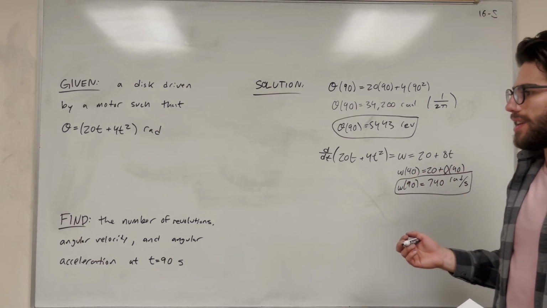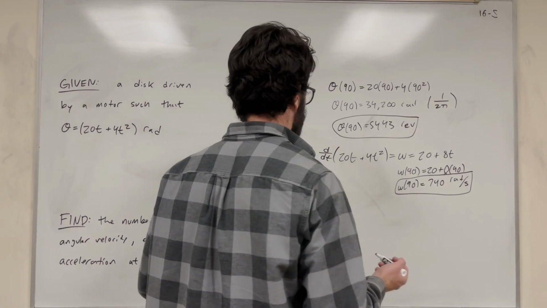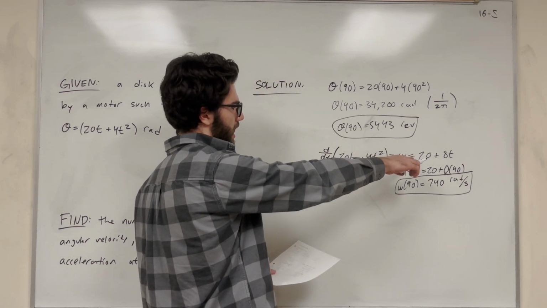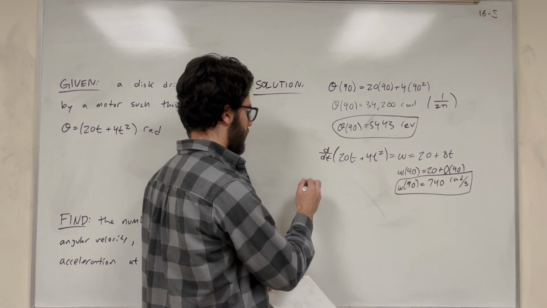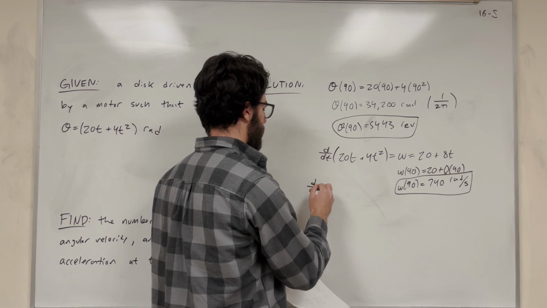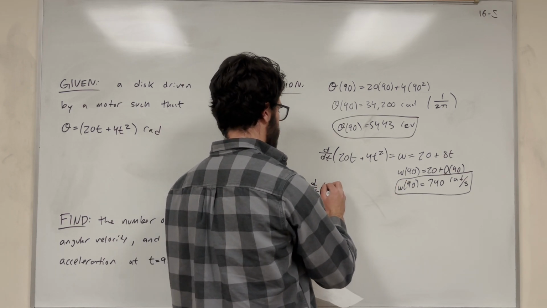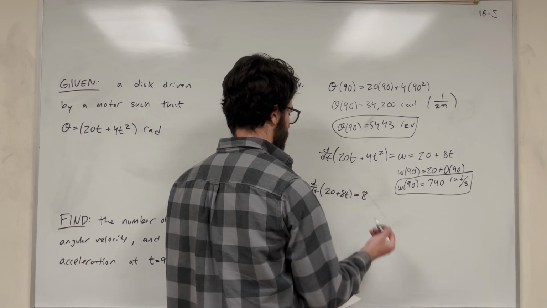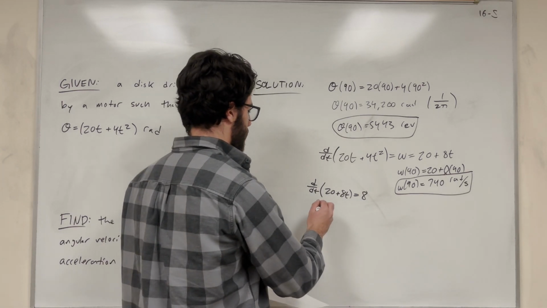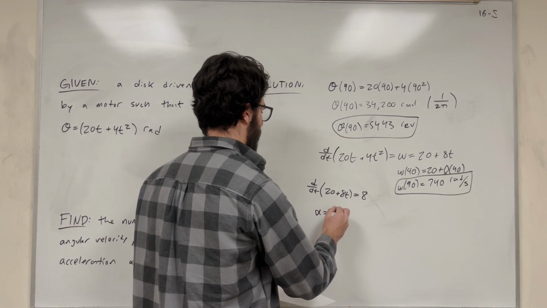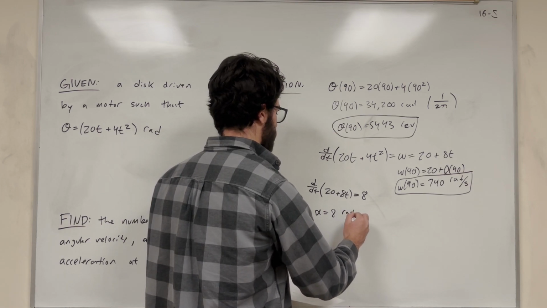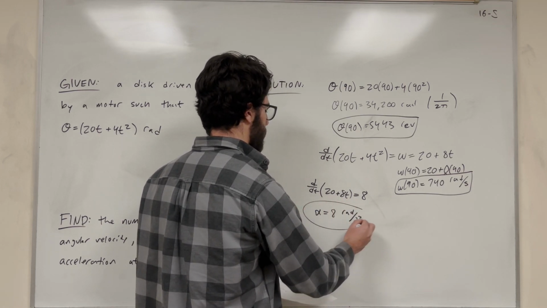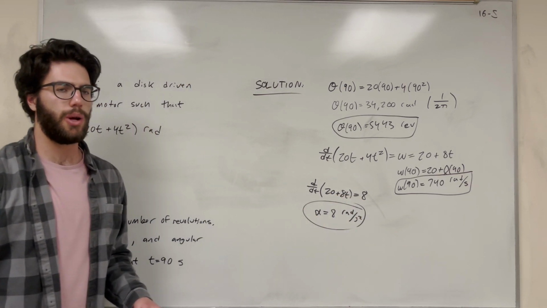All right, so then take a wild guess about what we're going to do for the angular acceleration. We're going to take the derivative again of angular velocity. So d dt of angular velocity, which is 20 plus 8t, is just equal to 8. So very simply, our angular acceleration is going to be 8 radians per second squared, and it's constant. And so there we go, that's the problem.